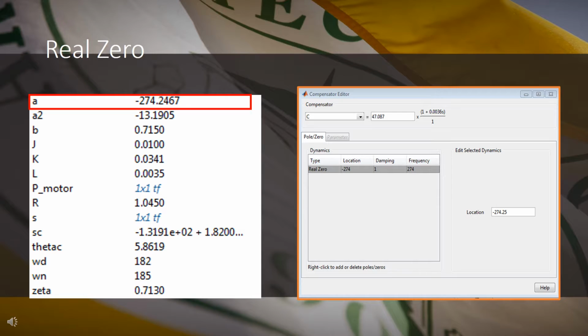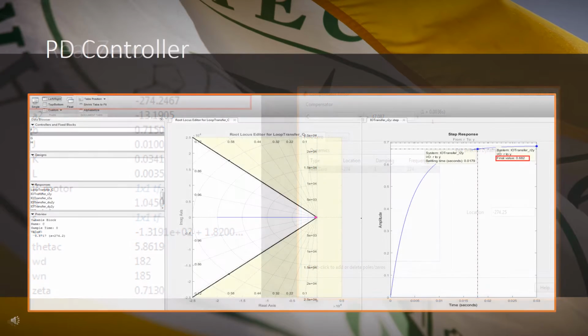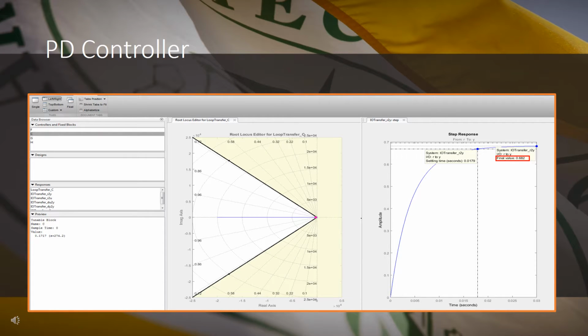After finding the first real zero, a PD controller can be implemented. This achieves a settling time of 0.0186 seconds, and a percent overshoot of 0.771%, but the peak amplitude, at 0.564, is not near the unity value that is desired.